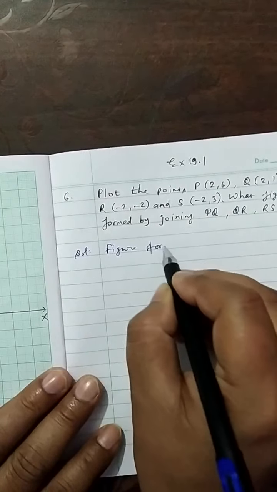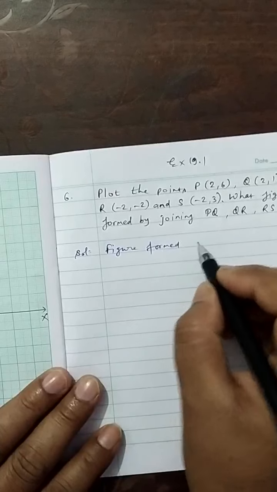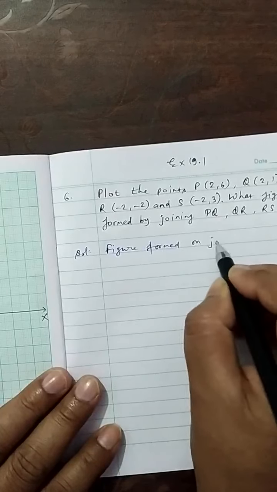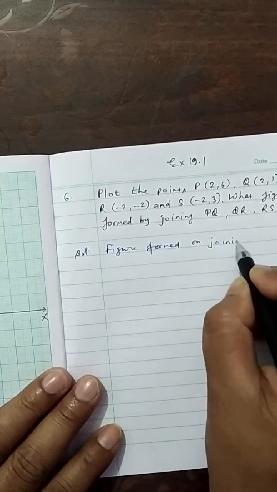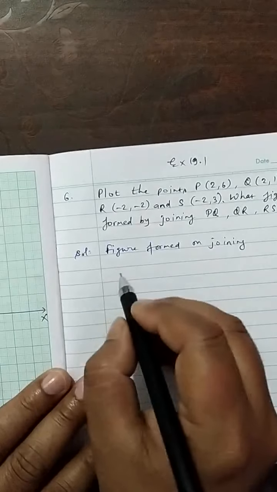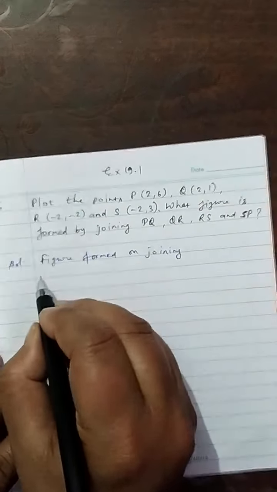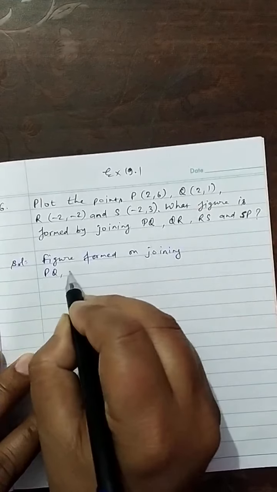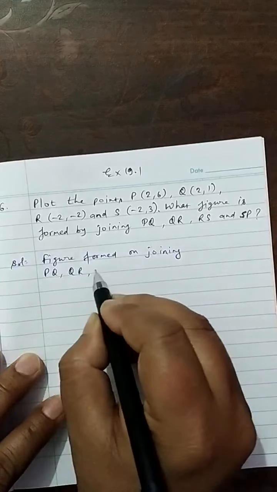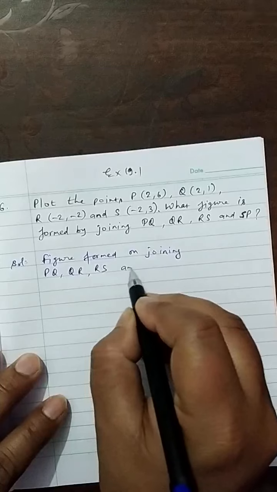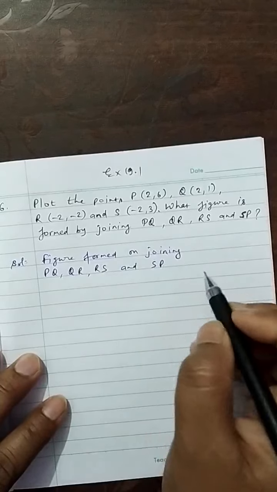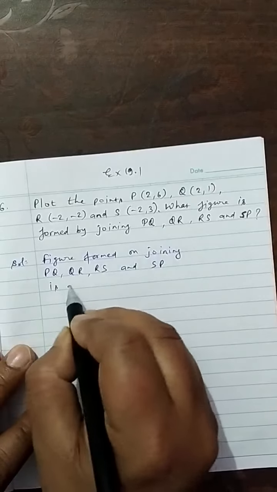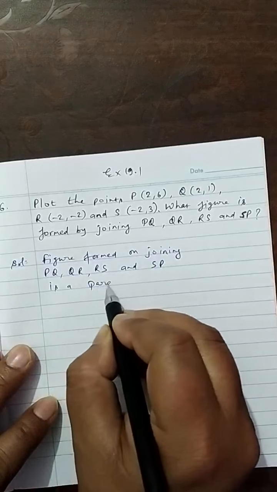The figure formed on joining PQ, QR, RS and SP is a parallelogram.